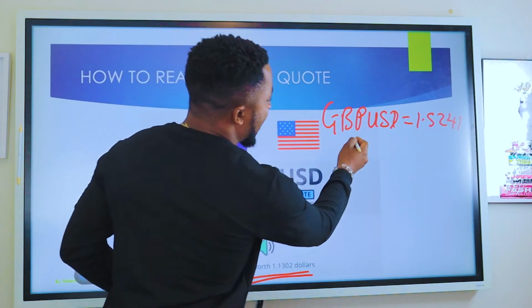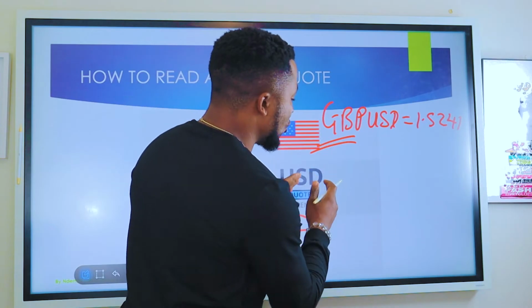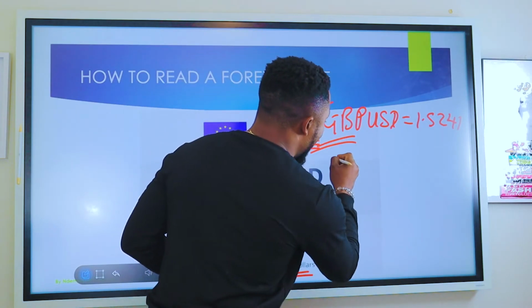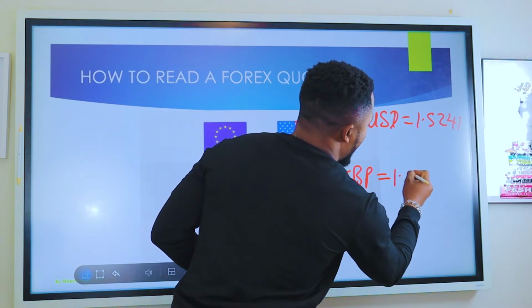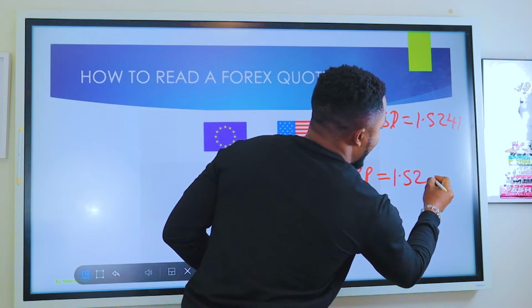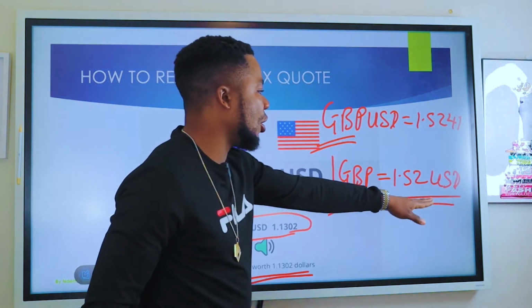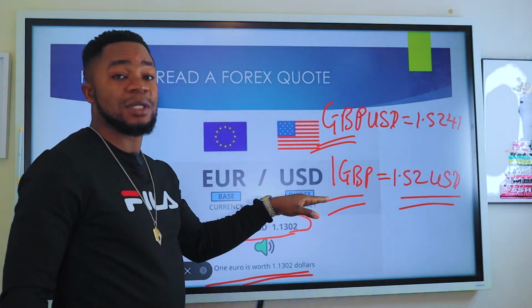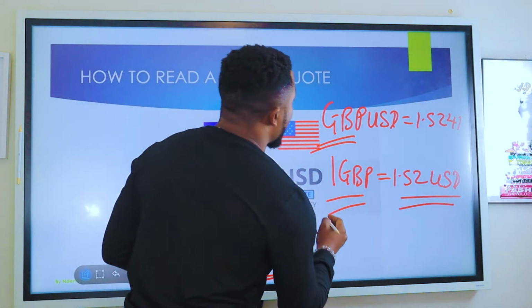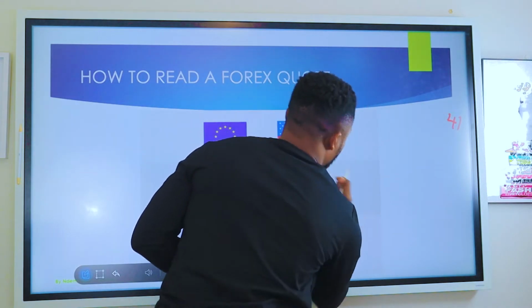Obviously, the Great Britain pound is stronger than the United States dollar, because if you want to read this quote, for you to be able to buy 1 Great Britain pound, you need 1.5 United States dollar. So you need more of the United States dollar to buy 1 of the Great Britain pound. And now let's take another one which is not stronger than the United States dollar.